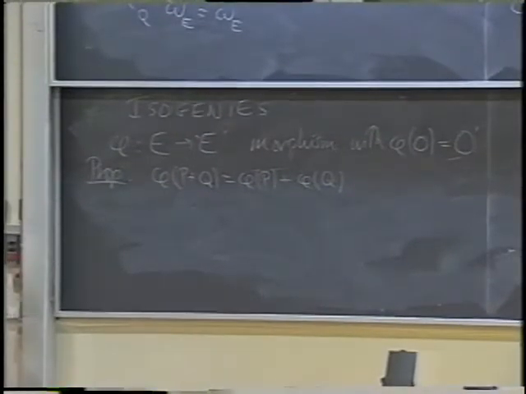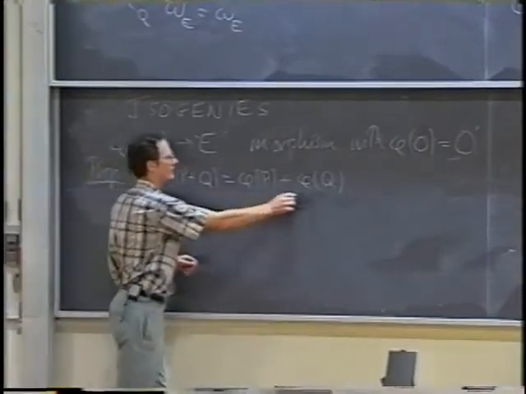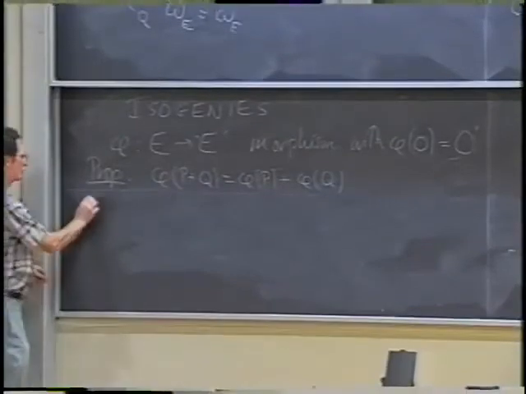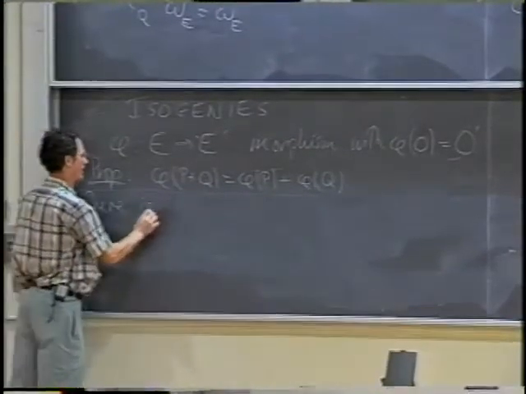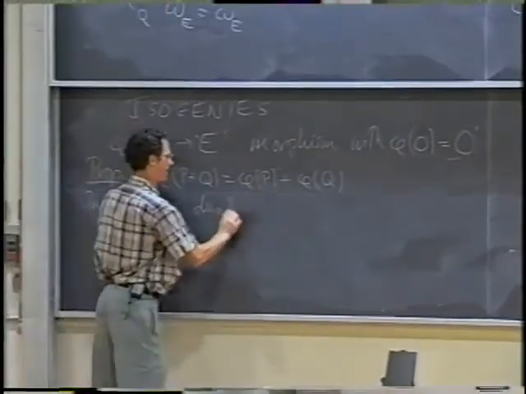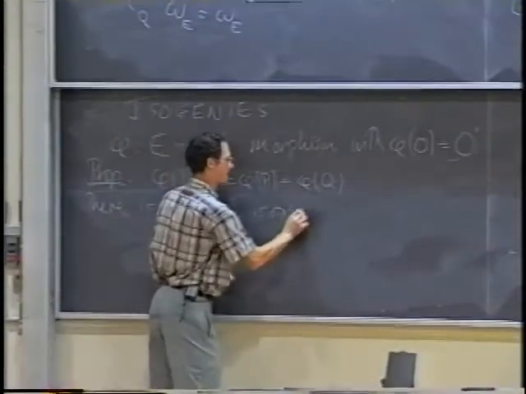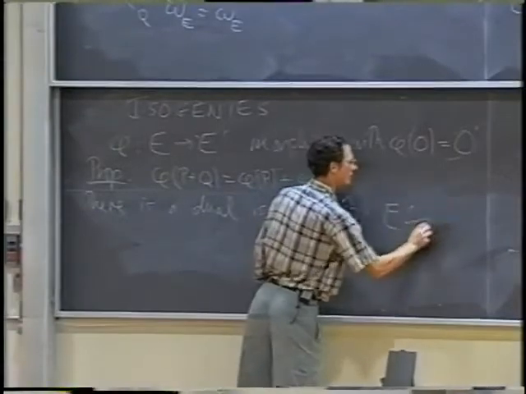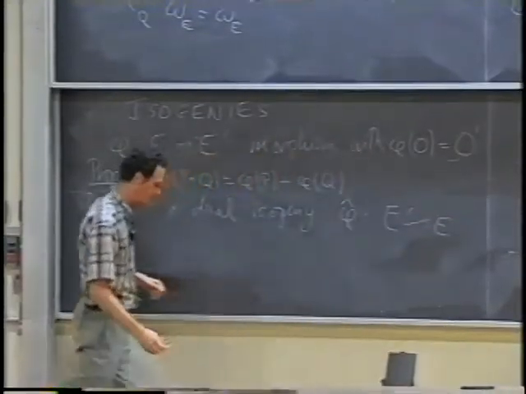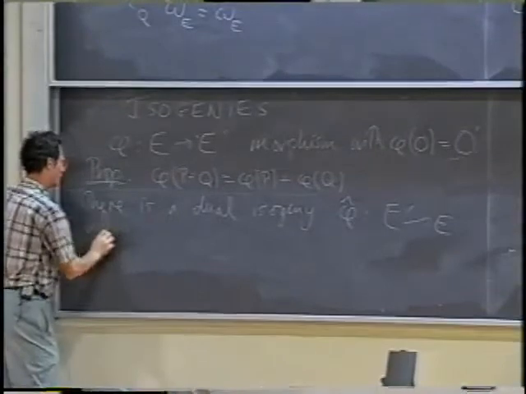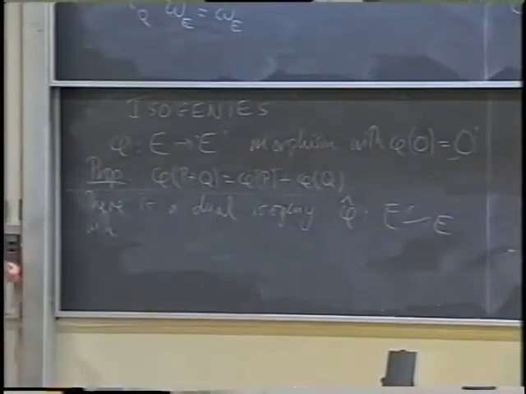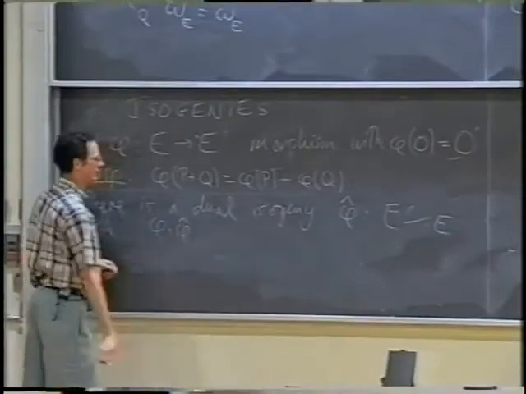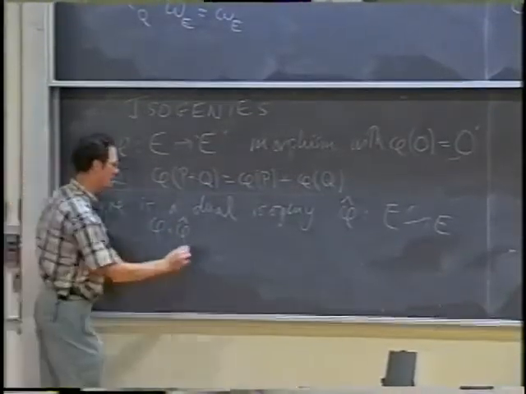Further, given an isogeny between elliptic curves like that, there's a dual isogeny going back the other way, usually denoted phi hat, from E prime to E, with all sorts of agreeable properties. The main property is that the composition gives you a multiplication map.